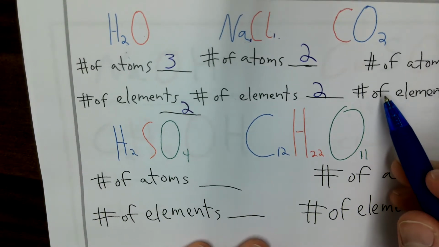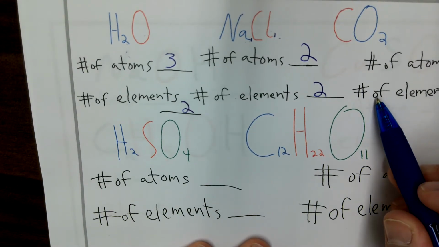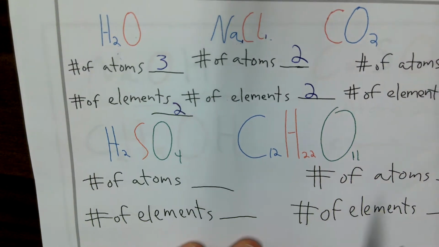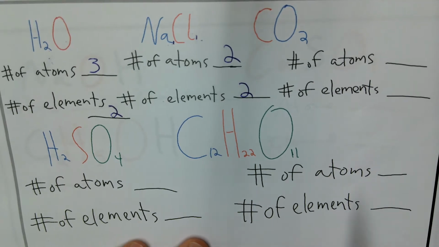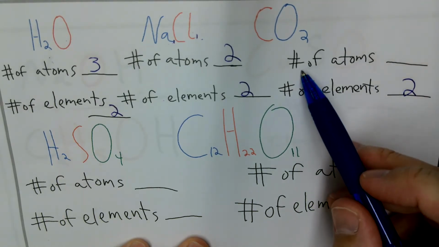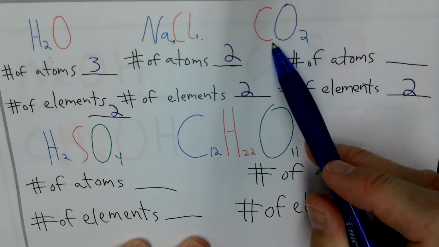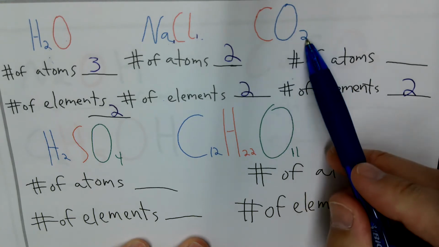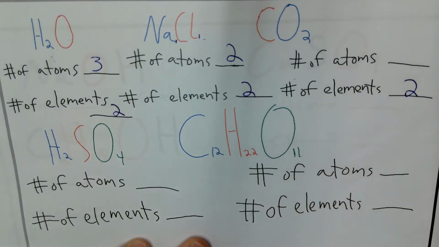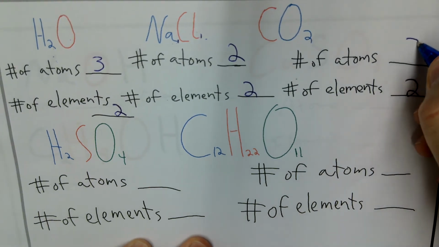How many elements in carbon dioxide? CO2. How many capital letters? Capital C, capital O. There are 2 elements. How many atoms? Well, how many carbons are there? How many oxygens are there? There are 3 total atoms.